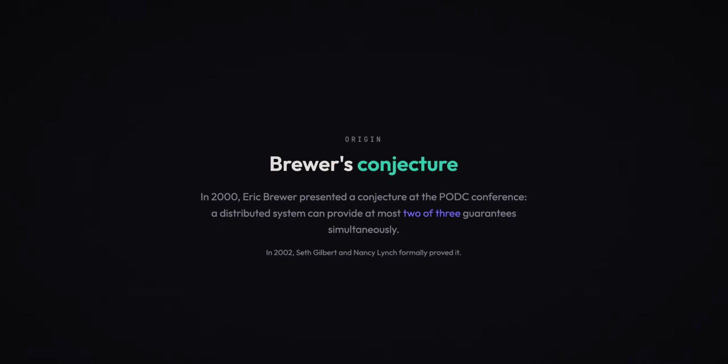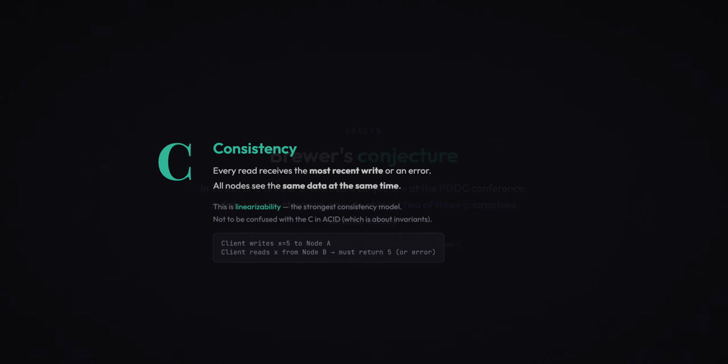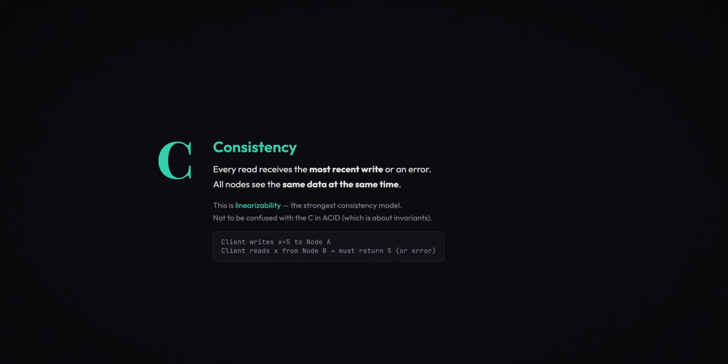Let's define the three properties precisely. This matters because casual definitions cause most of the confusion. C is for consistency, but this isn't the C from ACID, that's about database invariants. CAP's C means linearizability, the strongest consistency model. Linearizability means every read returns the most recent write, or an error.